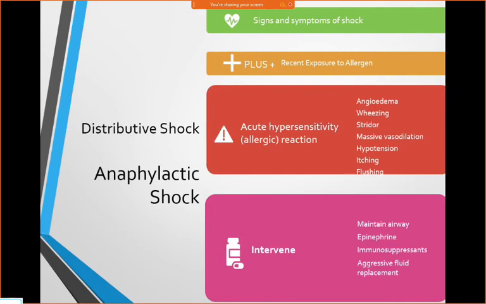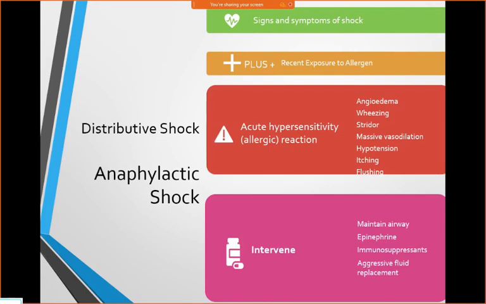And this one you would intervene with airway support. Epi will do exactly what we're doing it for in sepsis. It's causing vasoconstriction and helping your heart pump through the anaphylactic shock. Immunosuppressants, because basically this shock is coming from a massive immune response, not due to a bacteria, but due to an allergen. So we want to suppress that system. With septic shock, it's due to an actual physical infection, and we want to treat that infection.